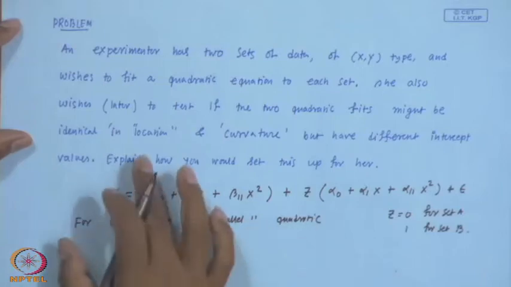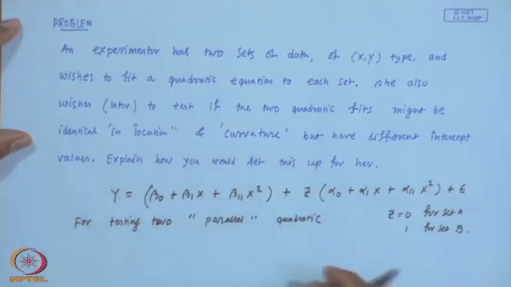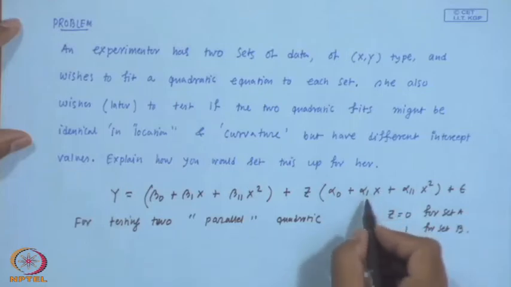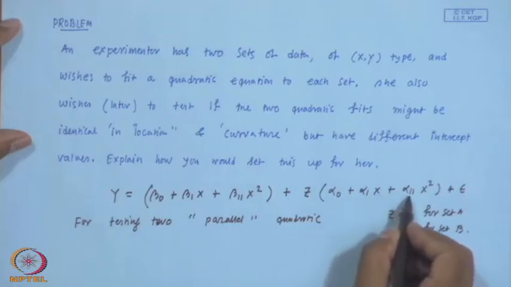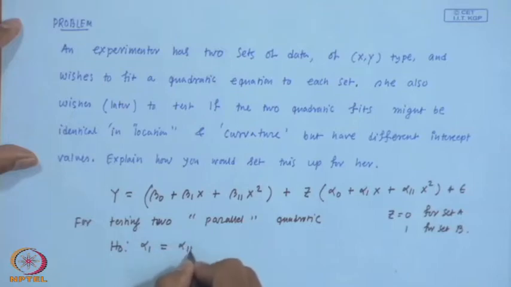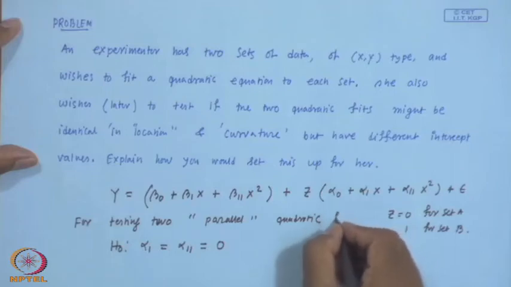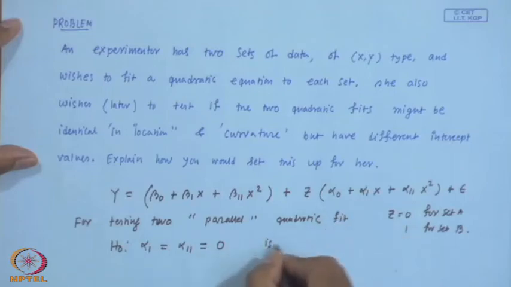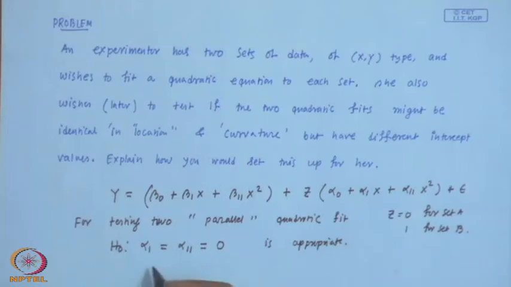What do you mean by parallel quadratic? They have the same location and curvature, only they differ in the intercept. What you have to test is whether alpha 1 is equal to alpha 11 is equal to 0. So, you test the hypothesis that alpha 1 equal to alpha 11 equal to 0. For testing two parallel quadratic fits, this one is appropriate. I'm sure that you understand how to test this hypothesis using the extra sum of squares technique, right?